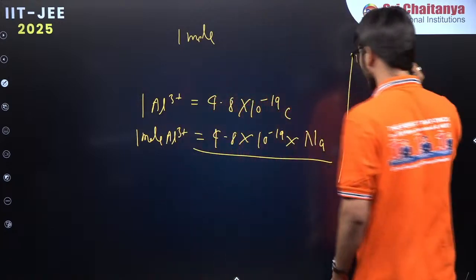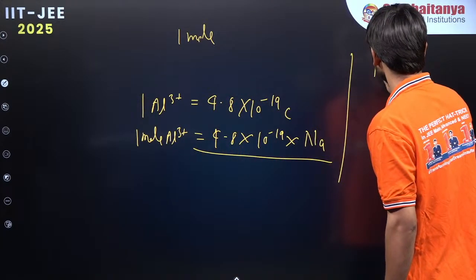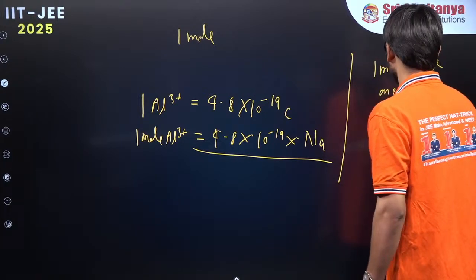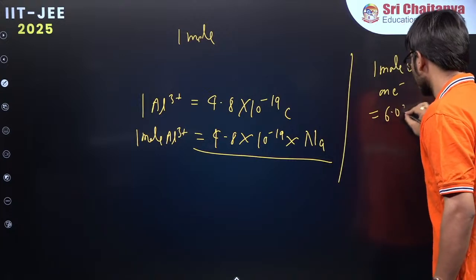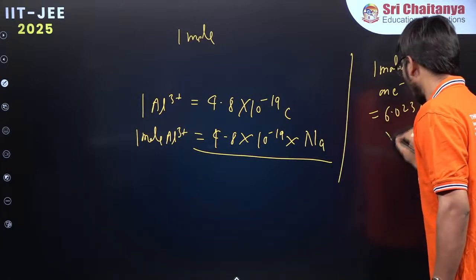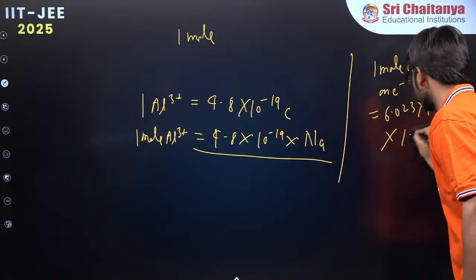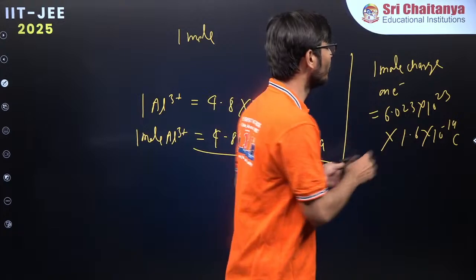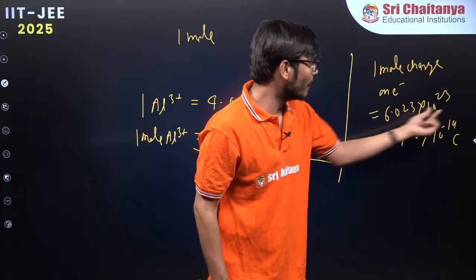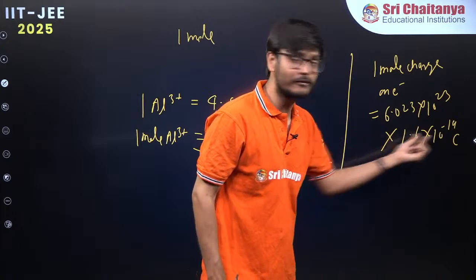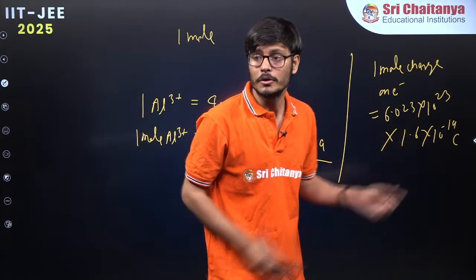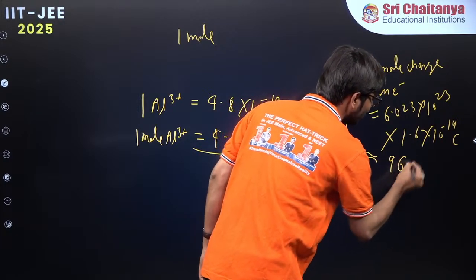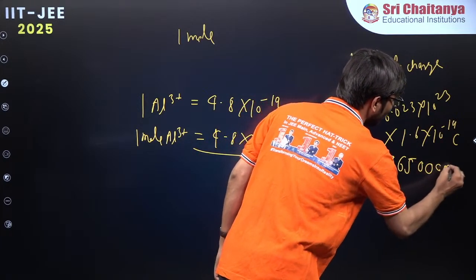And let me tell you the charge on an electron. 1 mole is Avogadro number, 6.023 into 10 power 23. And the charge on an electron is 1.6 into 10 power -19 coulomb. If you multiply these numbers, this approximate value comes out to be 96,500 coulomb per mole.